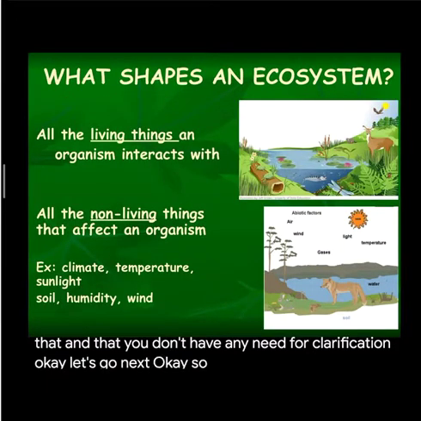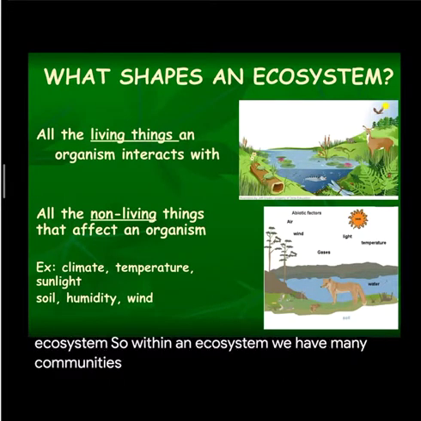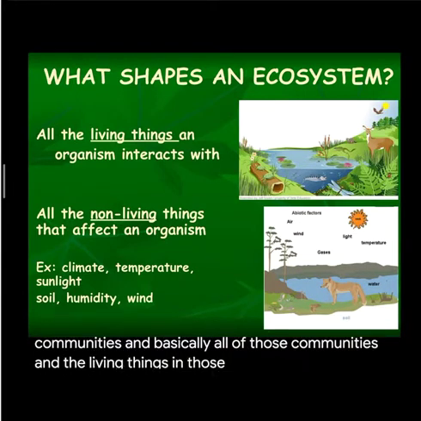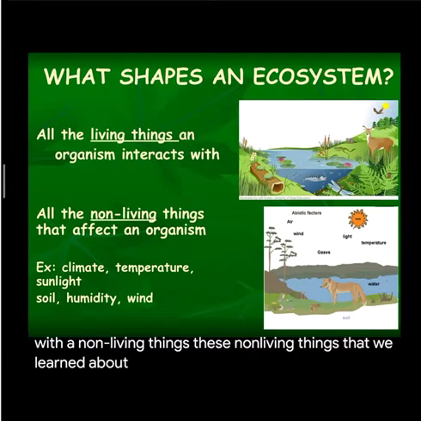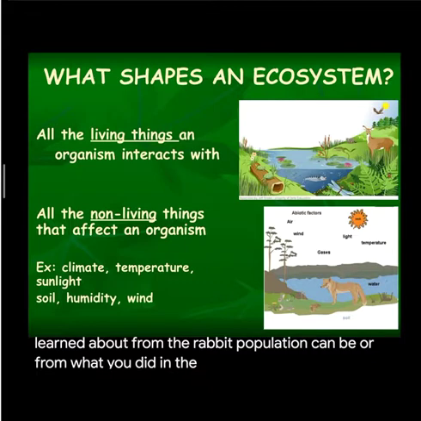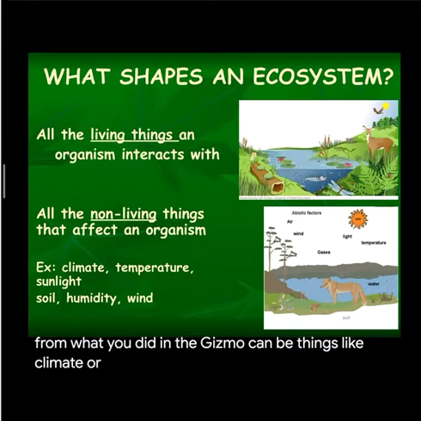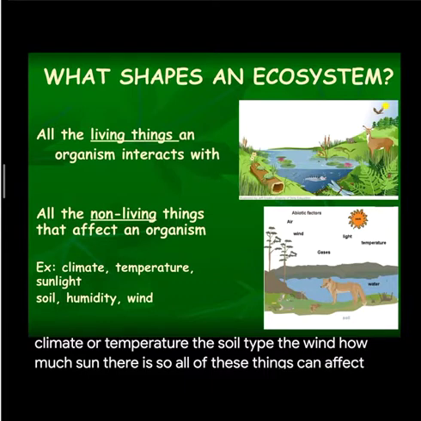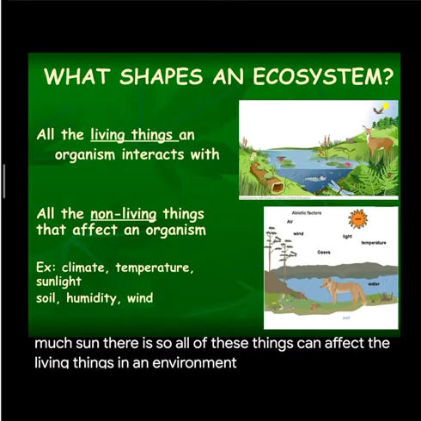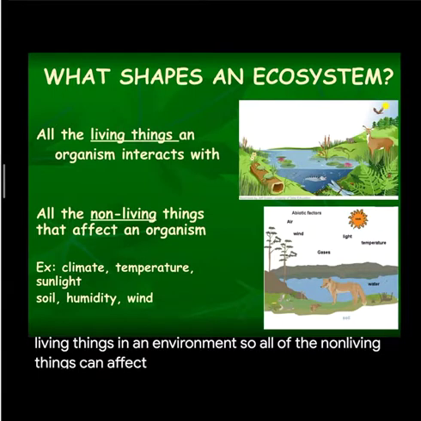So what is it that shapes an ecosystem? Within an ecosystem, we have many communities, and all of those communities and the living things in them are going to interact with the non-living things. These non-living things, which we learned about from the rabbit population and from what you did in the Gizmo, can be things like climate or temperature, the soil type, the wind, how much sun there is. All of the non-living things can affect living things.